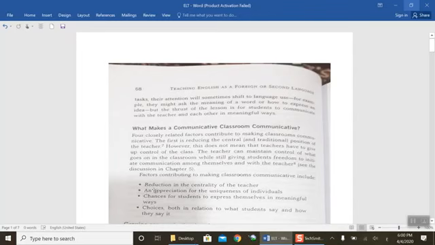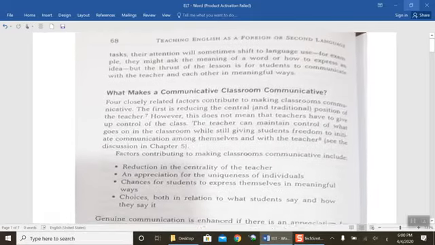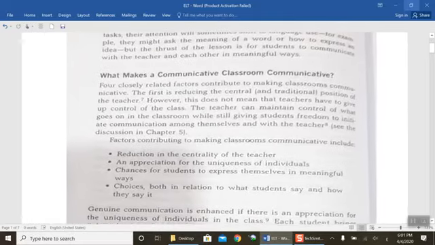Let's read them. First one, reduction in the centrality of the teacher. This is number one. Number two, an appreciation for the uniqueness of individuals. Three, chances for students to express themselves in meaningful ways. And the last one, choices, both in relation to what students say and how they say it. I will zoom it.